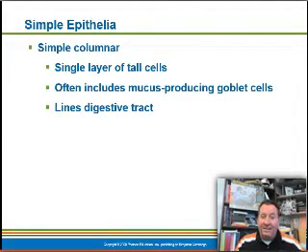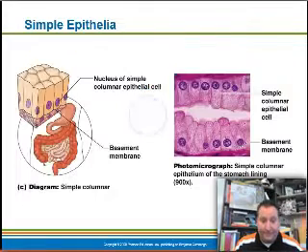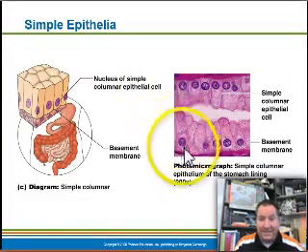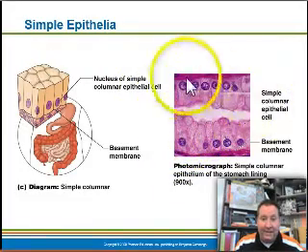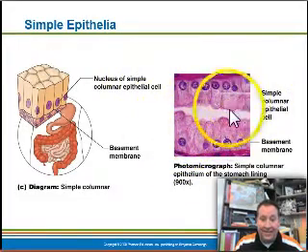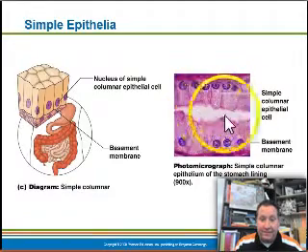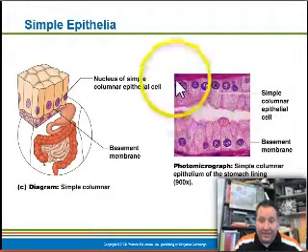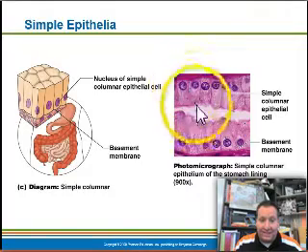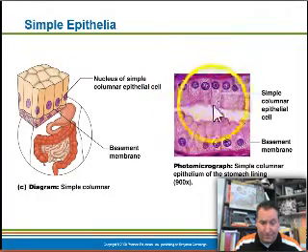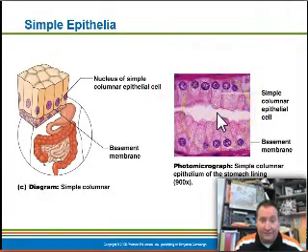A lot of times we find this simple columnar epithelial lining our digestive tract. In particular, this is going to be in our stomachs right here when we take a look at it. So this is lining our stomachs on the inside. This would be an open space that's right here where your food's going to be. And then these are the simple columnar cells inside of our stomach that we have.